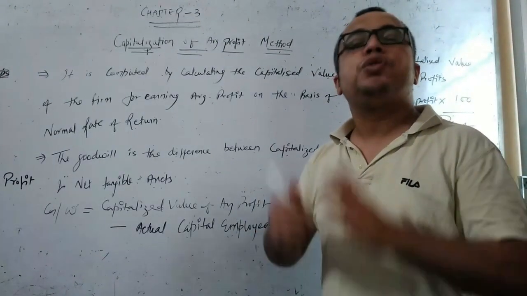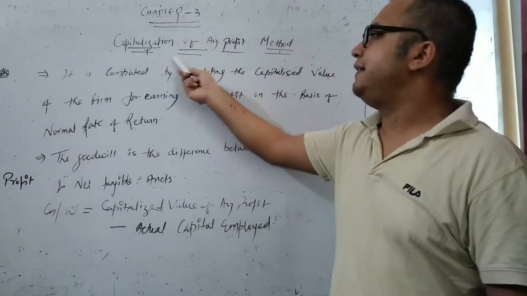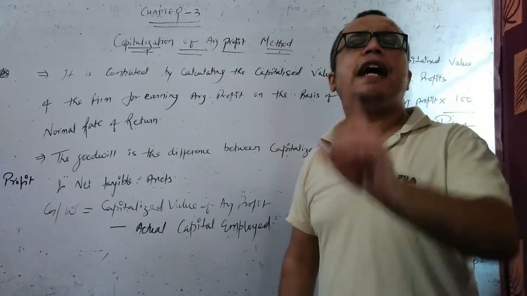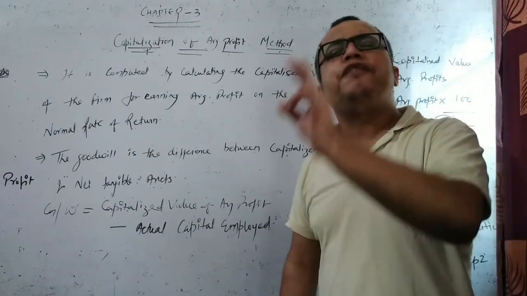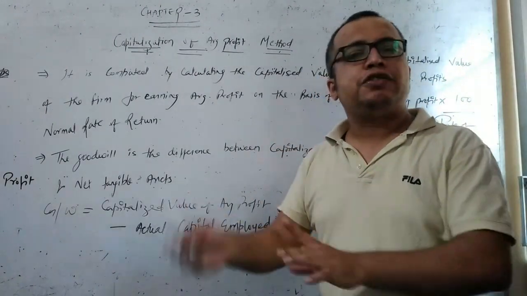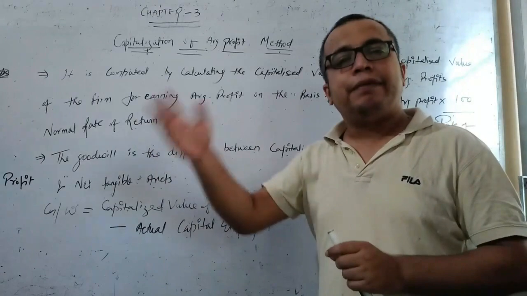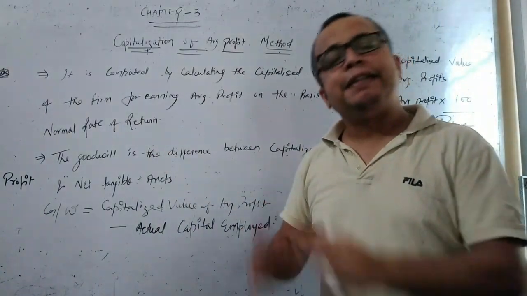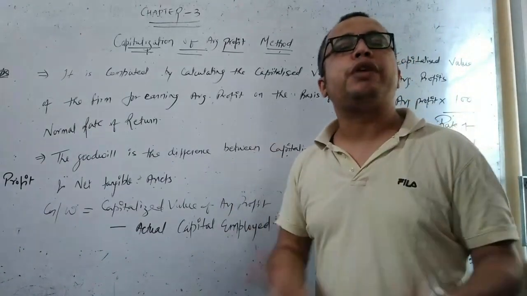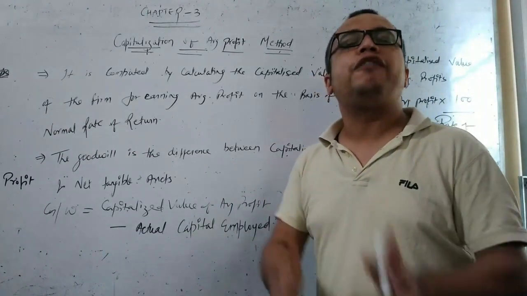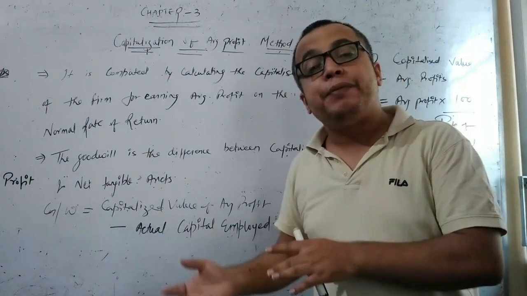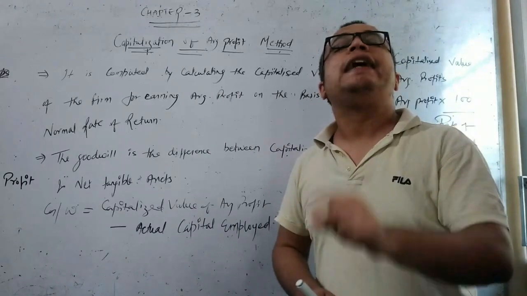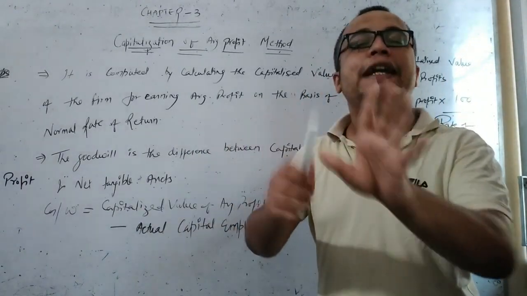Under this method, goodwill is calculated by capitalizing the value of average profit. If you remember, in the last class I taught you the capitalization of super profit method, and that capitalized value is computed by dividing super profit with the normal rate of return. Similarly, in this case, first we have to calculate the capitalized value of average profit. And how can we compute it? We will compute the capitalized value of average profit by dividing average profit with the normal rate of return.